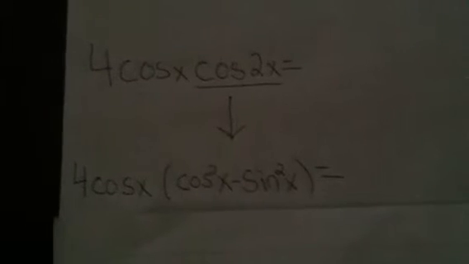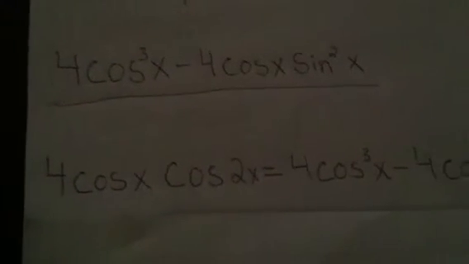If you notice, I see a cosine 2x in this one. Cosine 2x. Giving us another opportunity to use our double angle formula. Cosine 2x equals cosine squared x minus sine squared x. By using our double angle formula in this one, it just simply becomes cosine squared x minus sine squared x, and the whole thing is 4 cosine x multiplied by cosine squared x minus sine squared x.